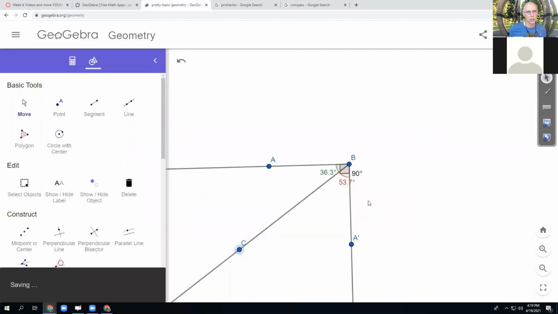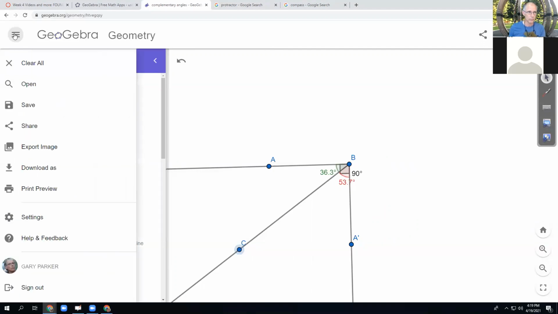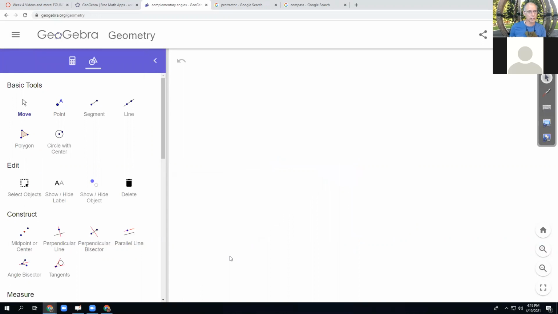And I had it set on share when I hit save, which means I could get the shareable link and then let somebody else play with it if they wanted to. And when they get it, they basically get a new copy of it. All right, so that's saved. Let's clear it, and don't save it.